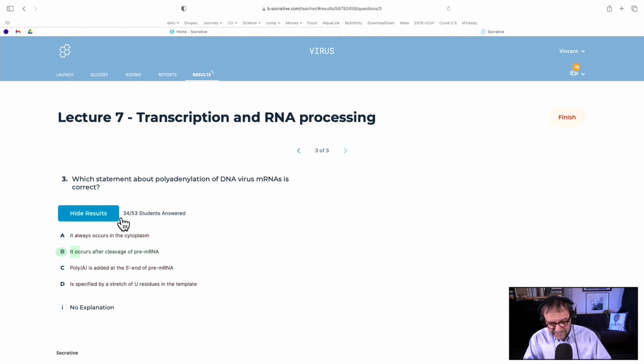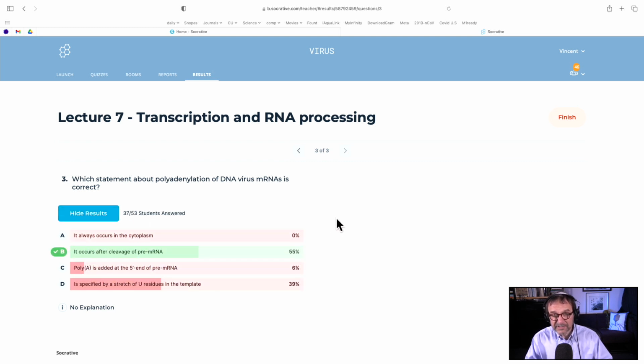All right, let's see what we have here. About half of you got the right answer. It occurs after cleavage of pre-mRNA. It doesn't always occur in the cytoplasm. So DNA virus polyadenylation doesn't always occur in the cytoplasm, right? Some of them do, but many of them are in the nucleus. Poly-A is added at the 5' end? No, it's added at the 3' end. It's specified by a stretch of U residues for RNA viruses, but this question says DNA viruses, so that's not correct.